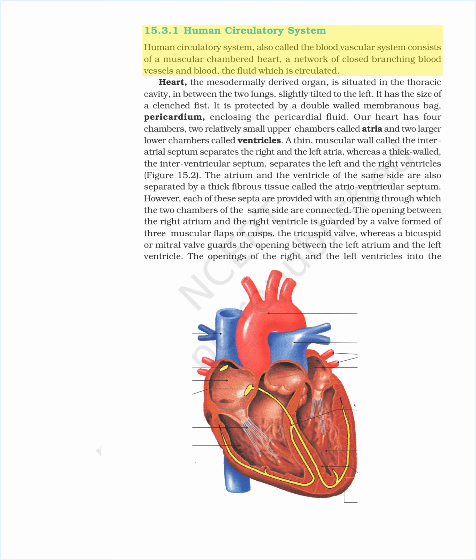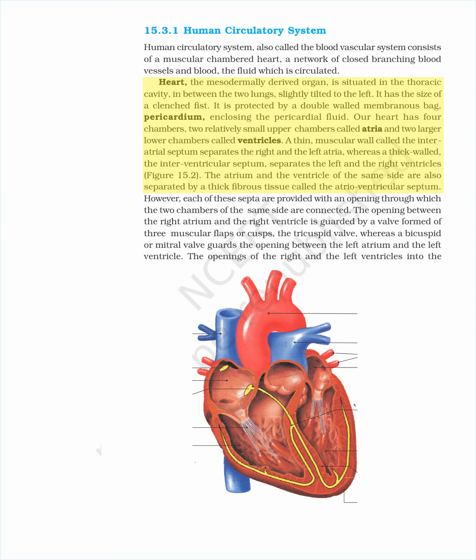15.3.1 Human circulatory system. The human circulatory system, also called the blood vascular system, consists of a muscular chambered heart, a network of closed branching blood vessels, and blood, the fluid which is circulated. The heart, a mesodermally derived organ, is situated in the thoracic cavity, in between the two lungs, slightly tilted to the left. It has the size of a clenched fist. It is protected by a double-walled membranous bag, the pericardium, enclosing the pericardial fluid.